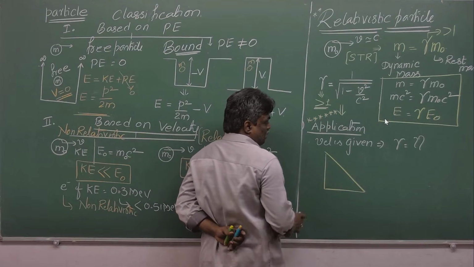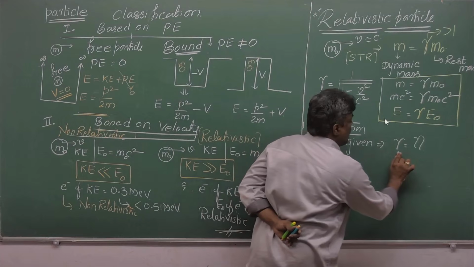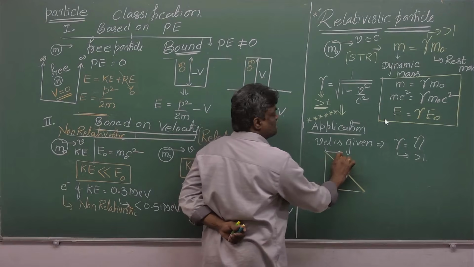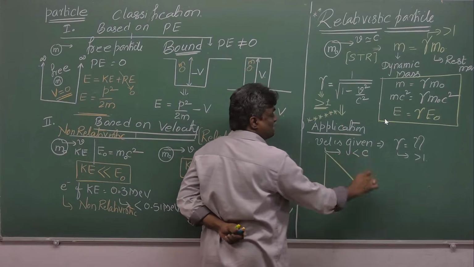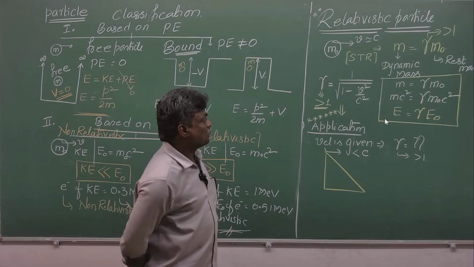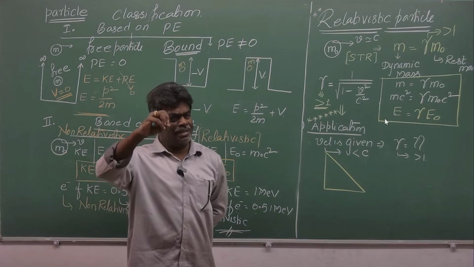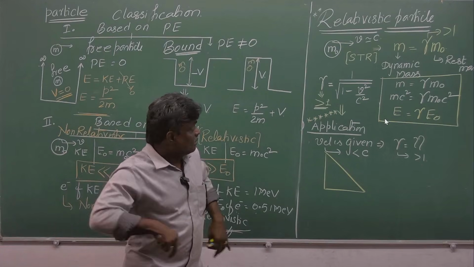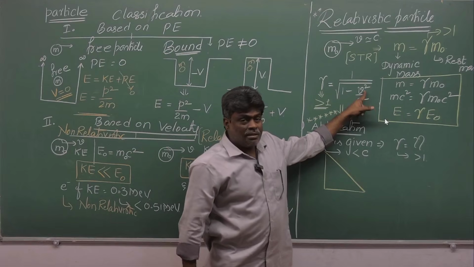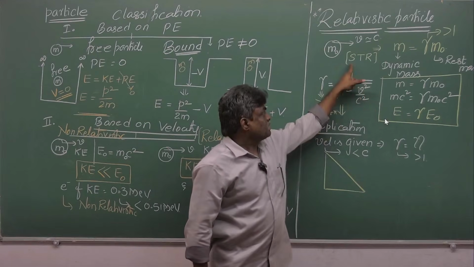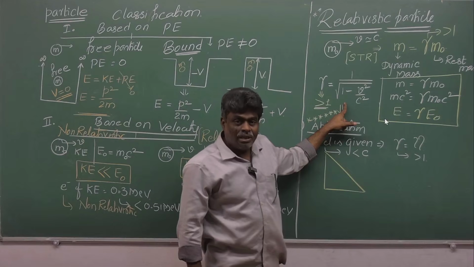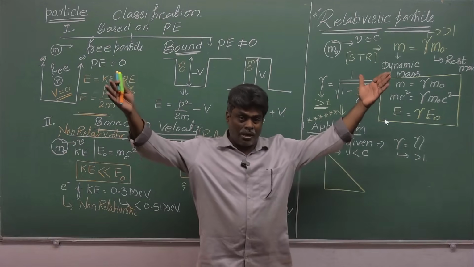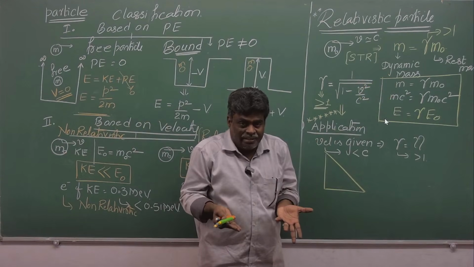Sir, one more thing. Gamma is always greater than 1 and velocity is always less than c. Don't forget this. Velocity is always less than c. Why, sir? Put v equal to c: 0. Something by 0? Infinity means? Undefined. Infinity is not some value, it's undefined. We can't define.